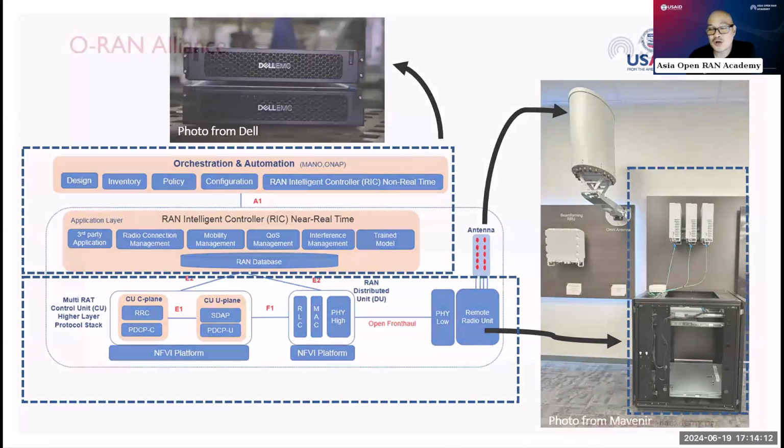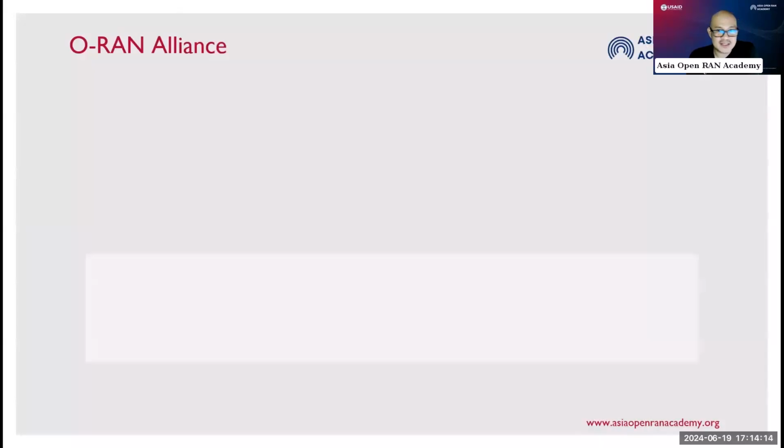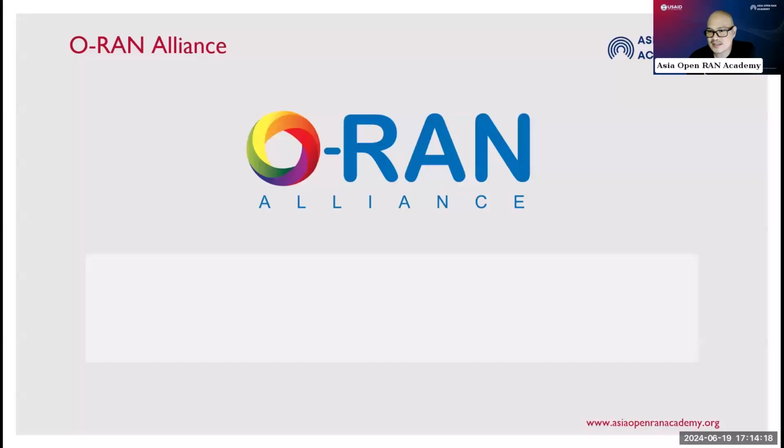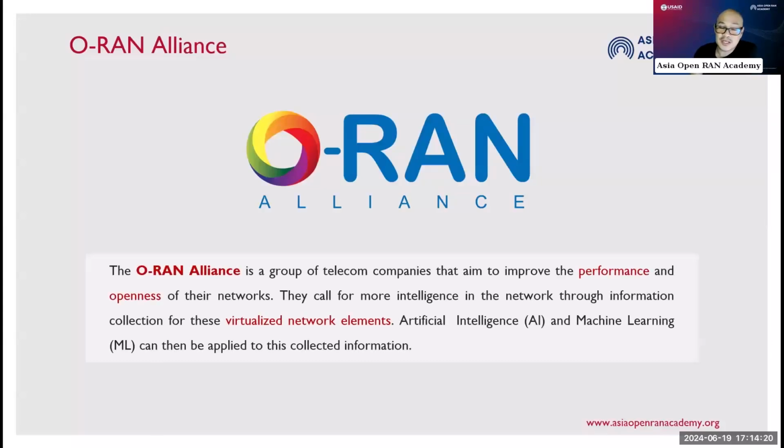So let's go to O-RAN Alliance, as mentioned by Sir Carlo. So who is O-RAN Alliance? O-RAN Alliance is a group of telecommunication companies. They aim to improve the performance and openness of their network. They don't want to have this kind of black box concept. When we say black box concept, it is when you buy from a certain vendor, you don't know what's happening inside.